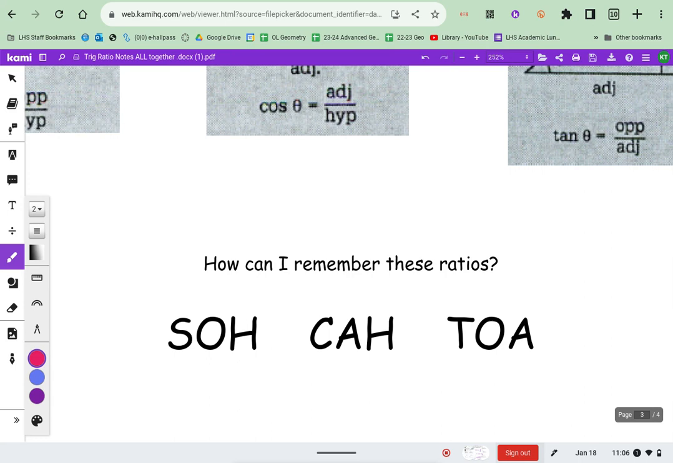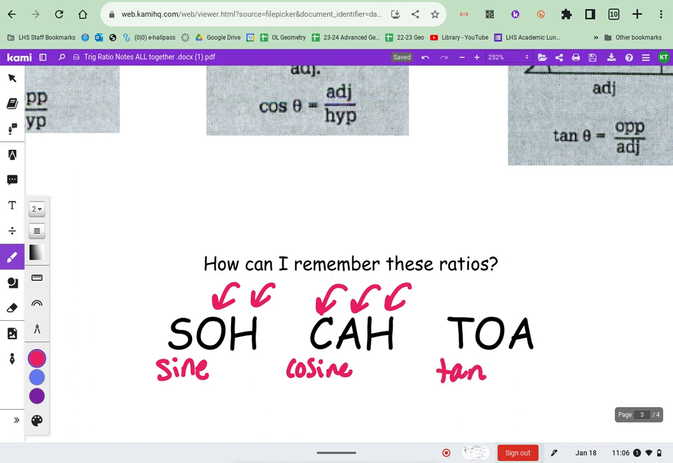So SOH stands for sine is opposite over hypotenuse. CAH stands for cosine is always adjacent over hypotenuse. And TOA stands for tangent is always opposite over adjacent. So that's your little memory device to remember which ratios go with which pieces. SOHCAHTOA. Okay.